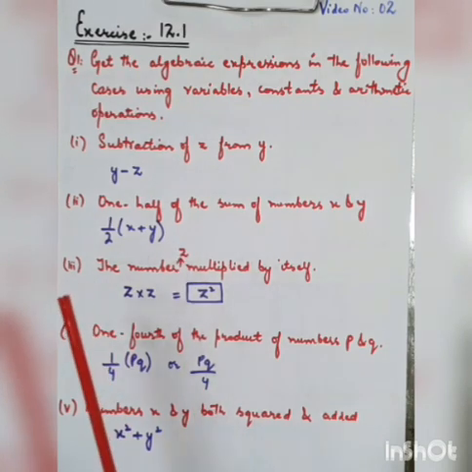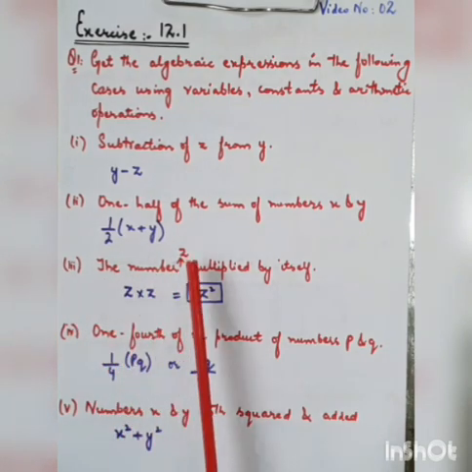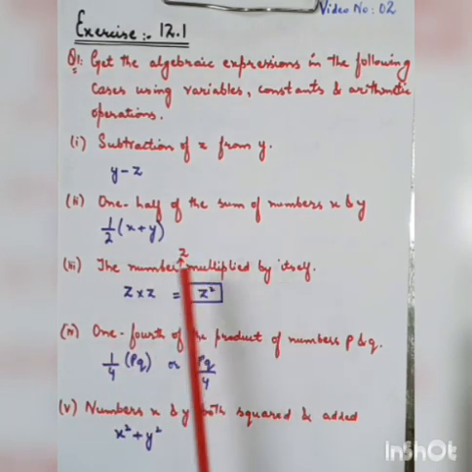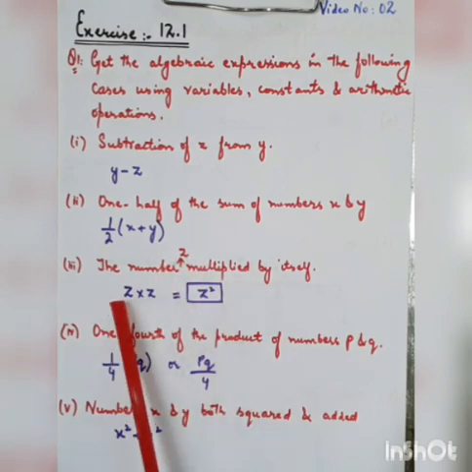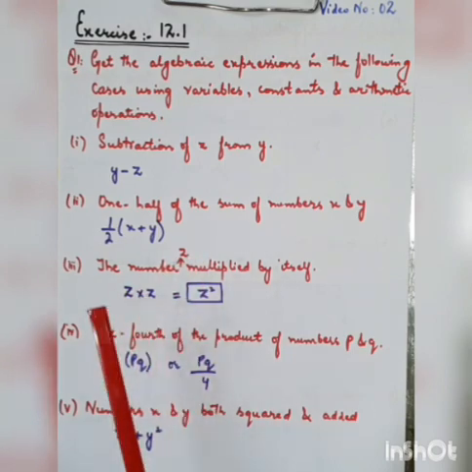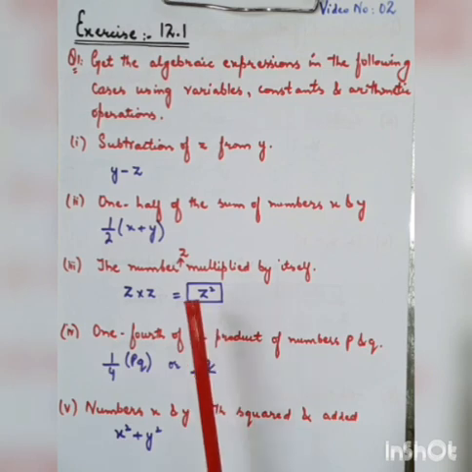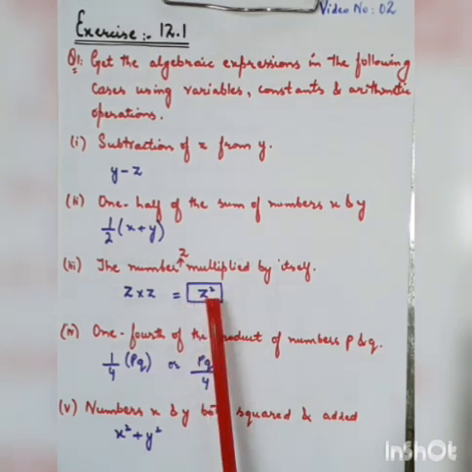Okay, then third is the number z multiplied by itself. So we have to multiply this z by itself, that means z into z, and z into z is z square. So z square is the algebraic expression here.